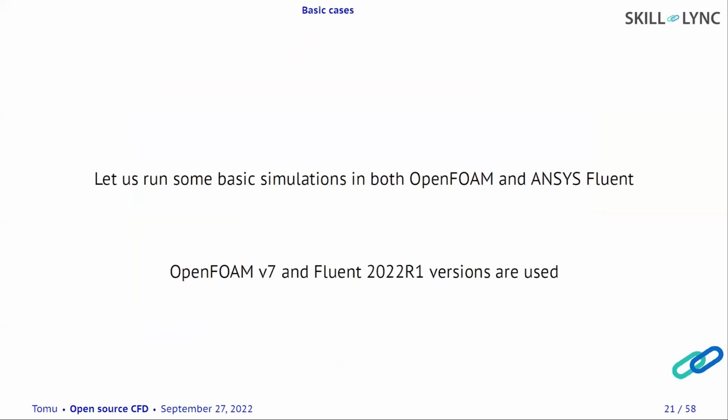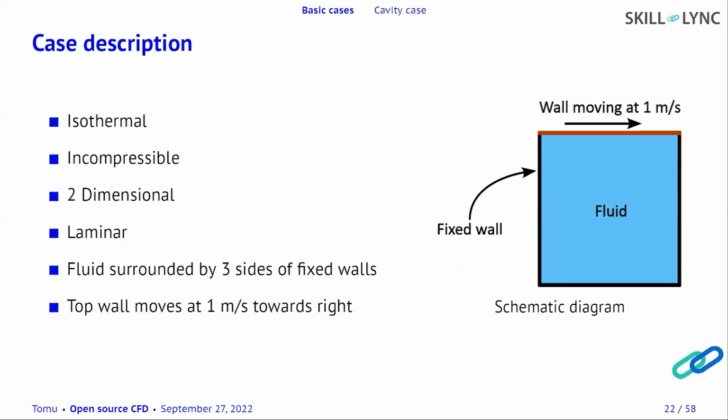Now we can compare the results from OpenFOAM and ANSYS Fluent. So let's run two cases in both OpenFOAM and ANSYS Fluent. The first case would be a cavity case. So this is the cavity case. Here you have a fluid surrounded by a wall. Three sides of the fluid are surrounded by a fixed wall, and the top wall is moving at 1 meter per second towards the right. So this is our case setup.